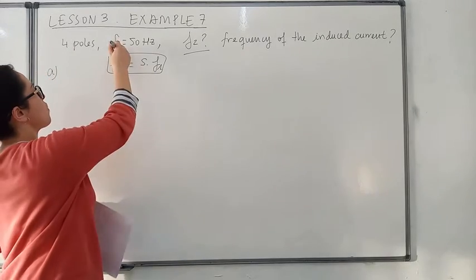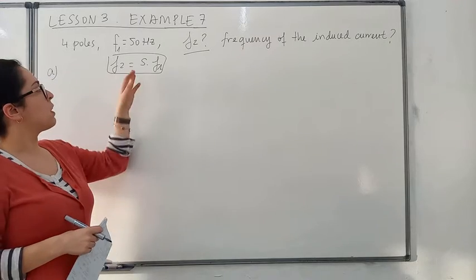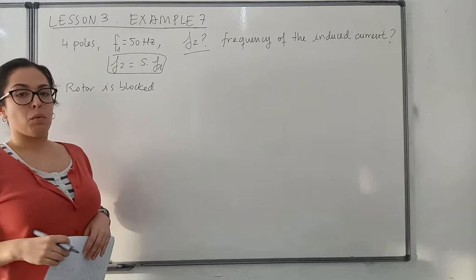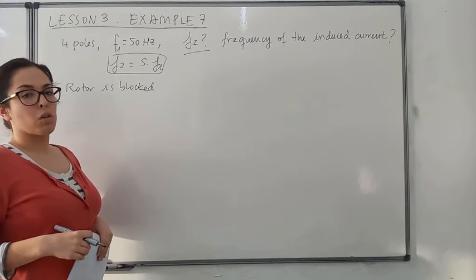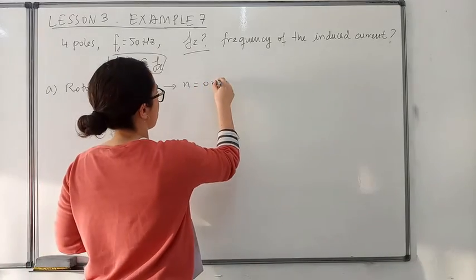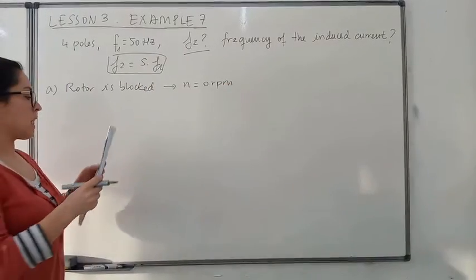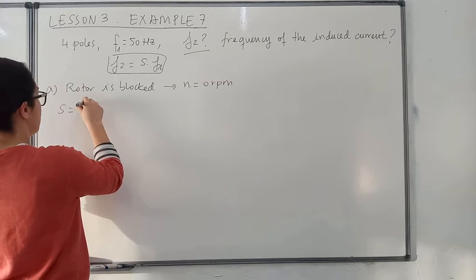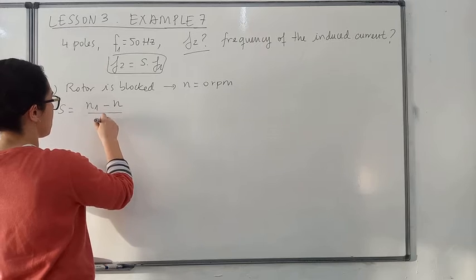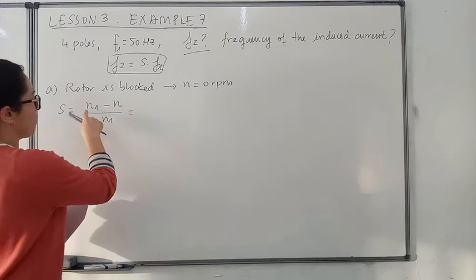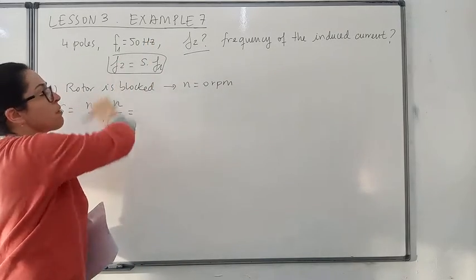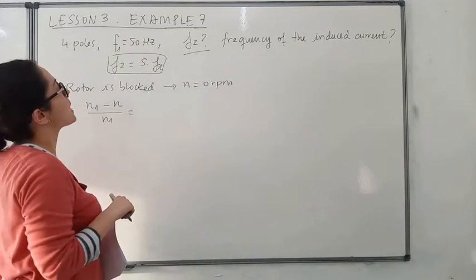As the frequency of the motor is 50 Hz, what you need to do is to calculate the sliding in different circumstances. In the first question, question A, they say that the rotor is blocked. So if the rotor is blocked, its speed is 0 revolutions per minute. That means that the sliding, which is the synchronous speed minus that speed, divided by the synchronous speed, will be the synchronous speed here, when we have a motor with 4 poles and 50 Hz of frequency, the same as in example 6.